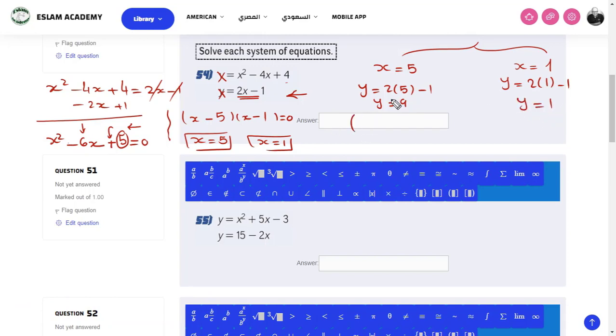So the ordered pairs now: when x equals 5, y equals 9, and when x equals 1, y equals 1. And that will be the solution of the system of equations.